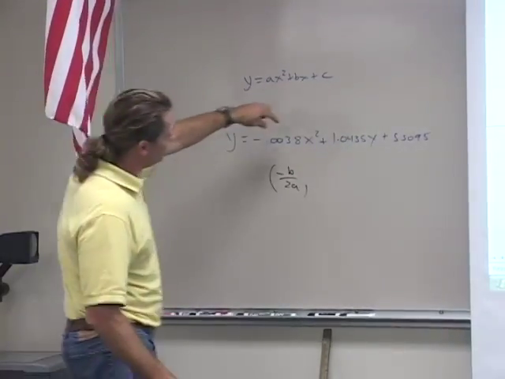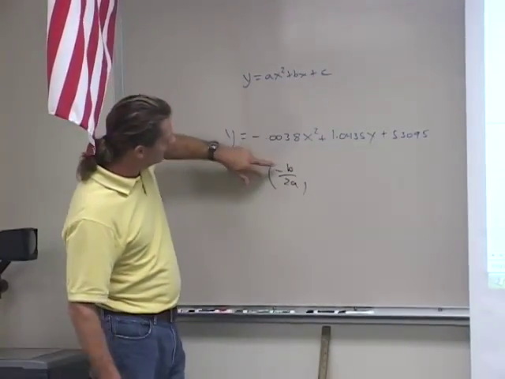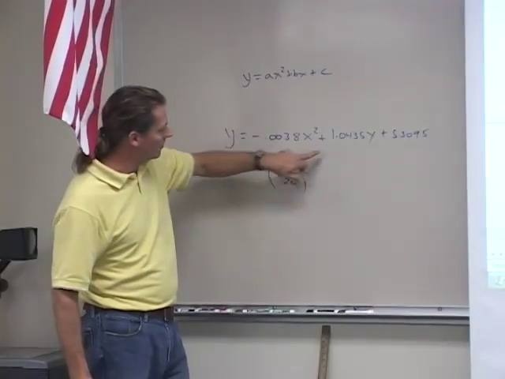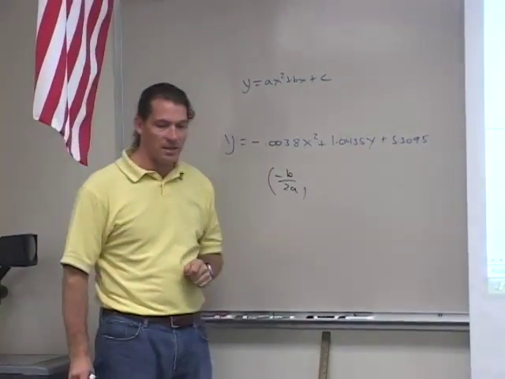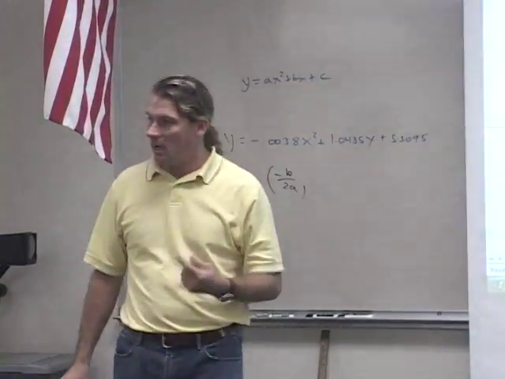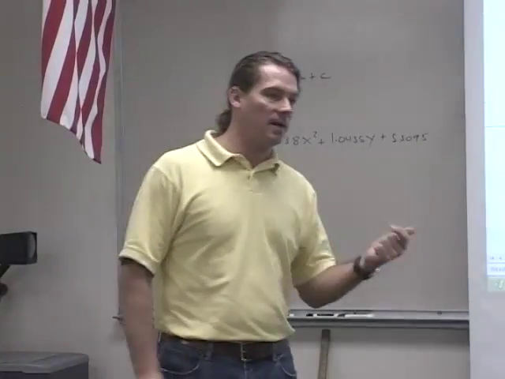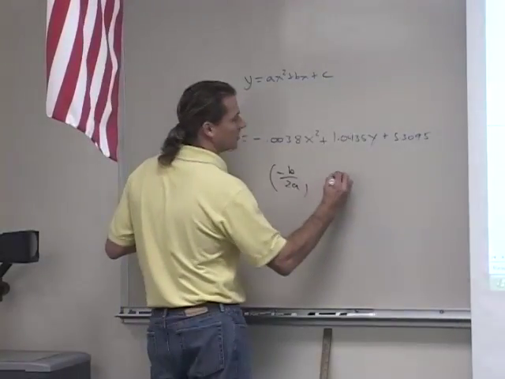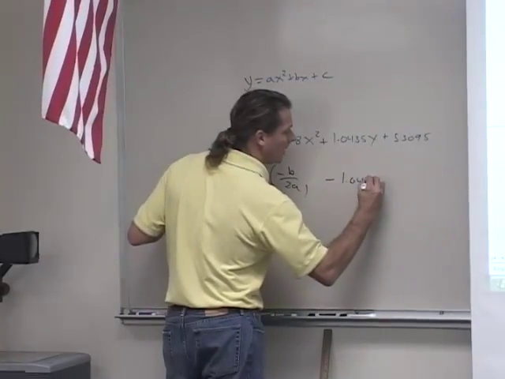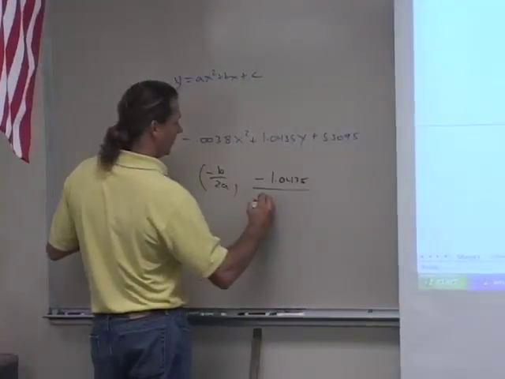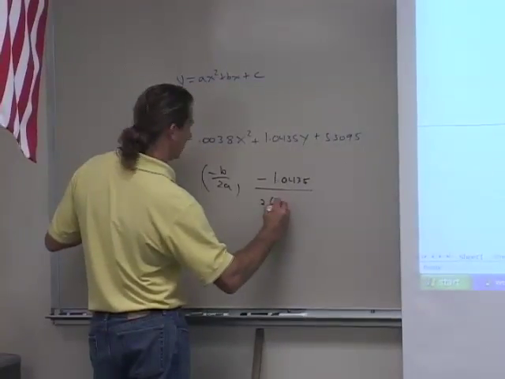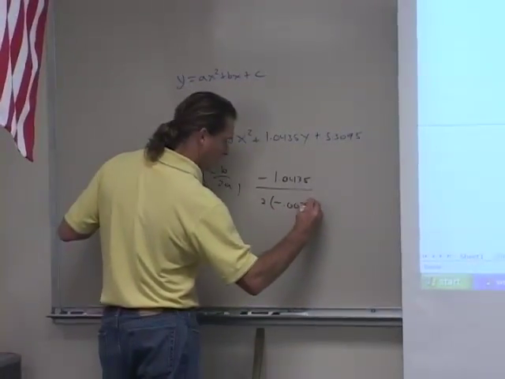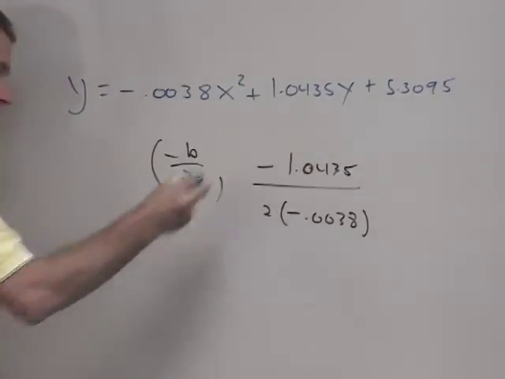We take the negative middle term divided by twice the first term, and we'll get the vertex point. Notice the question said, find the value of x that maximizes the function. So all I need to do here is take minus 1.0435 and divide it by 2 times negative 0.0038. Of course, I'm using 4 digits.